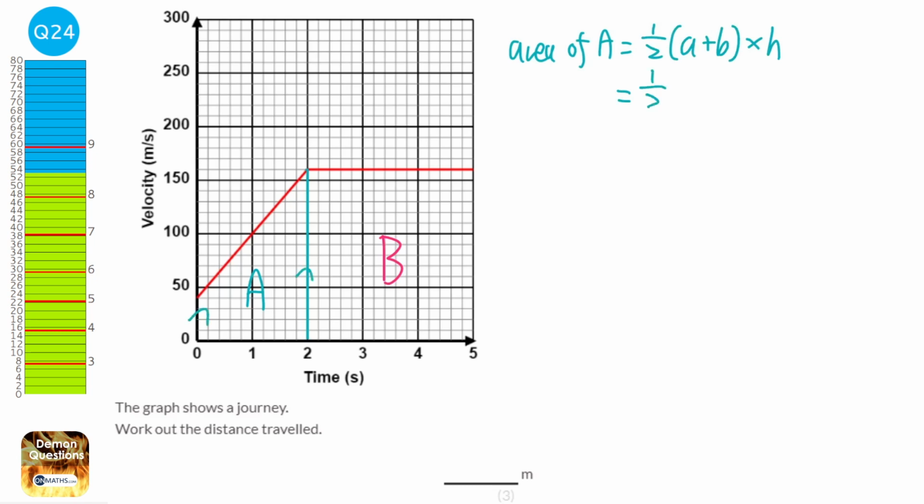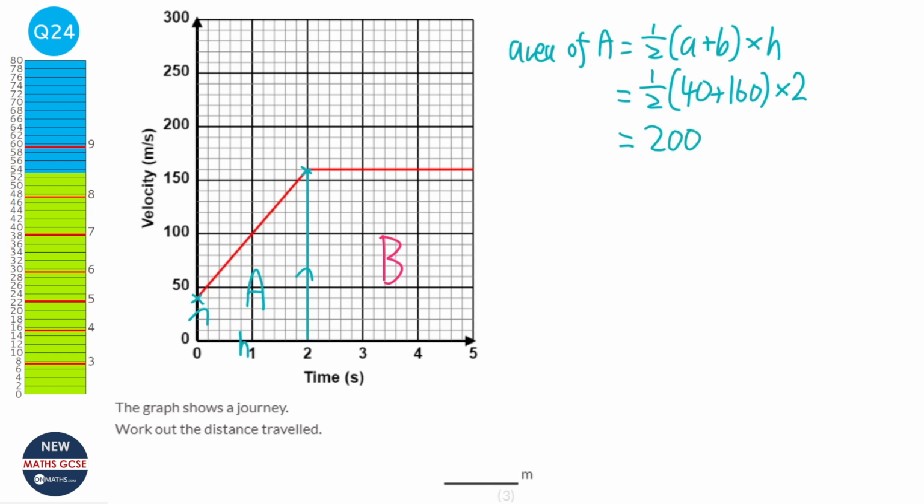So it's going to be half times this part here, which is 40, plus this point here, which is 160. And then the height is actually the width. So the height is this bit here, so it's going to be times 2. Those will cancel out, the half and the times 2, so that would be 200. And similarly, to work out the area of B, it's just length, width times length.